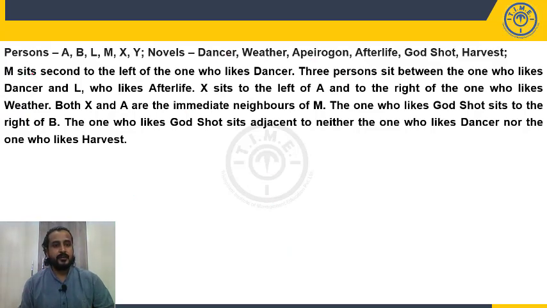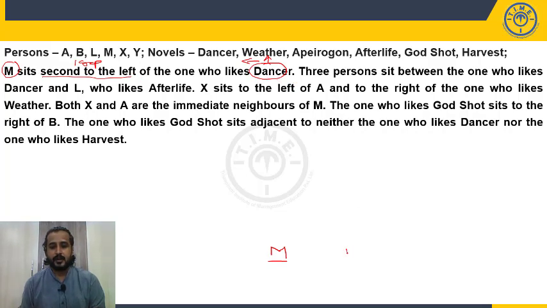What is the first clue given? M sits second to the left of the one who likes dancer. M is second left. It means position of M will be based on position of whom? A dancer. So with respect to dancer, to the left side, who will be there? M. And it is given clearly which left? Second to the left. Second to the left means how many gaps will be there? One gap will be there to the left side of dancer. Then I need to place the M.